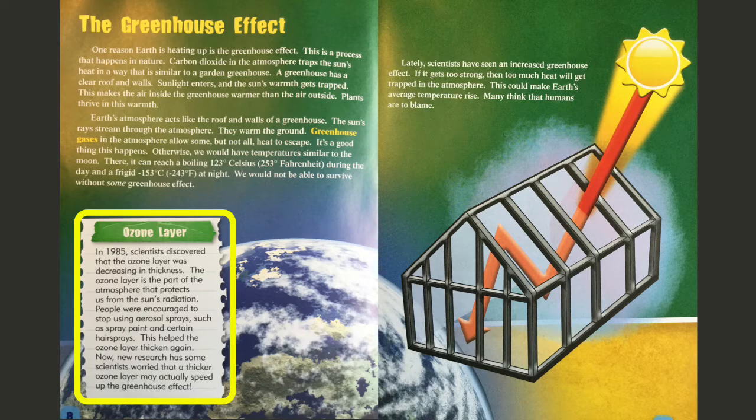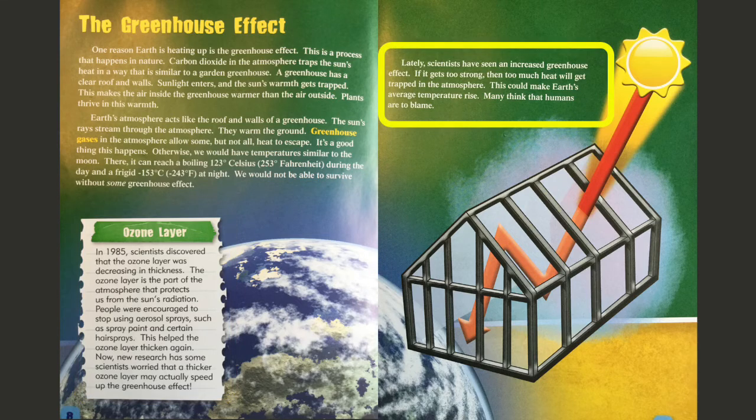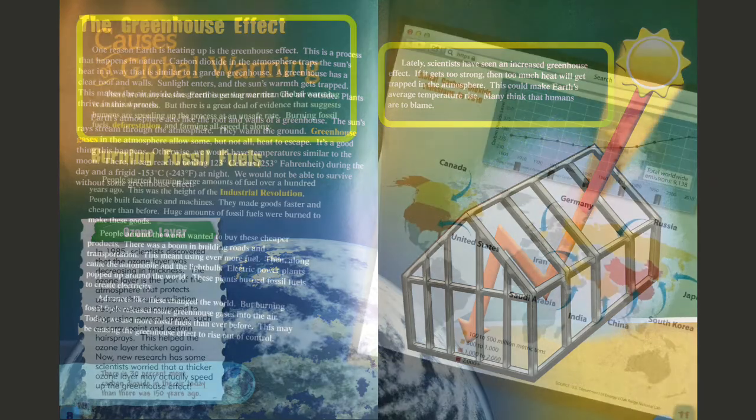Now, new research has some scientists worried that a thicker ozone layer may actually speed up the greenhouse effect. Lately, scientists have seen an increased greenhouse effect. If it gets too strong, then too much heat will get trapped in the atmosphere. This could make the Earth's temperature rise. Many think that humans are to blame.